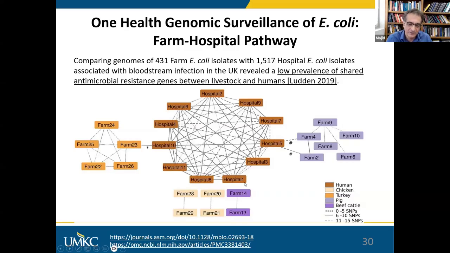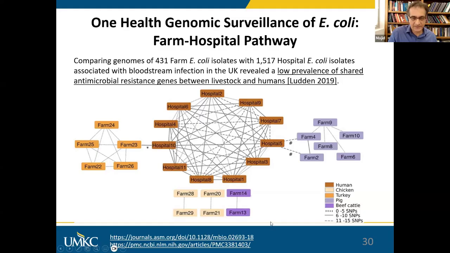This is a diagram from that paper showing, among these 11 hospitals and 26 different farms, that hospital 5 and hospital 10 have some connections to the network of farms, and different colors are showing different animals in different farms.